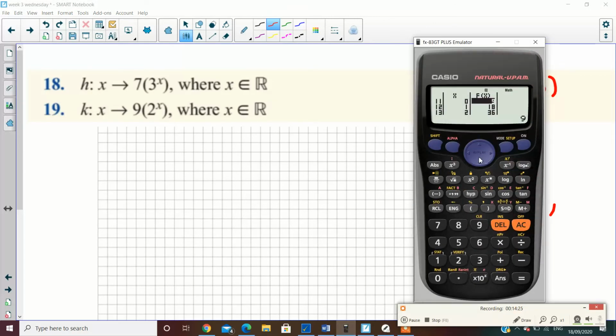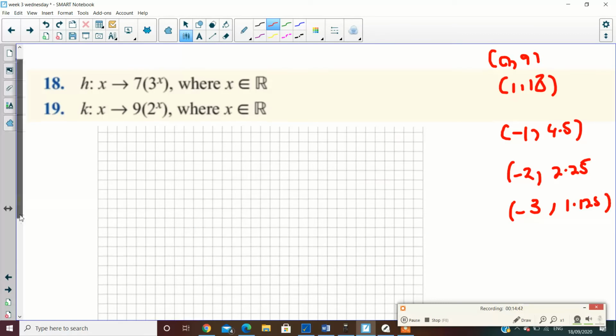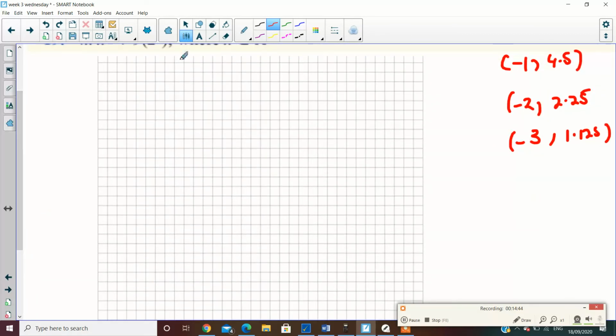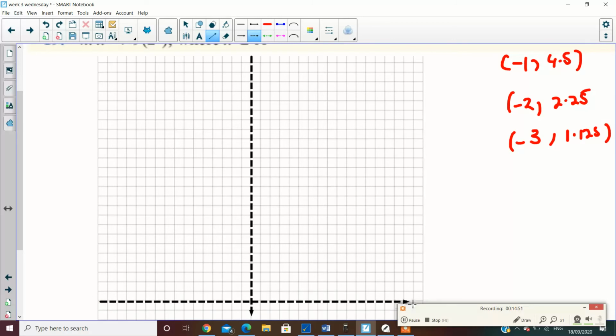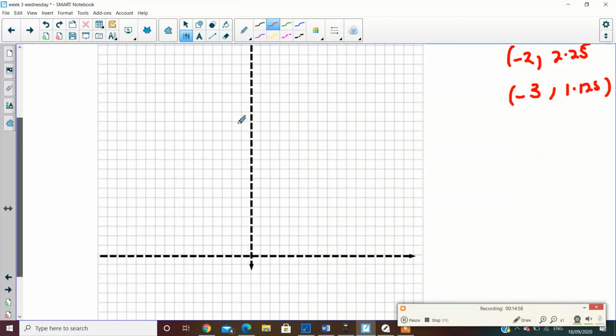All right, what do we get for these? 4.5, 2.25. So we're halving it. 4.5, 2.25, and then the next one's 1.125. All right, I think that's reasonably easy to draw. So we go down here. How high do I need to go? We had it earlier. Is it 18 or 16? It's 18, my bad. All right, let's count up in fours.